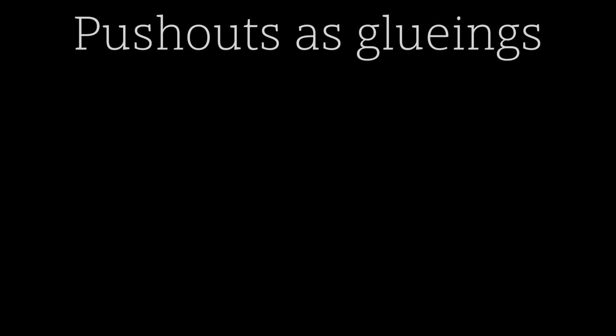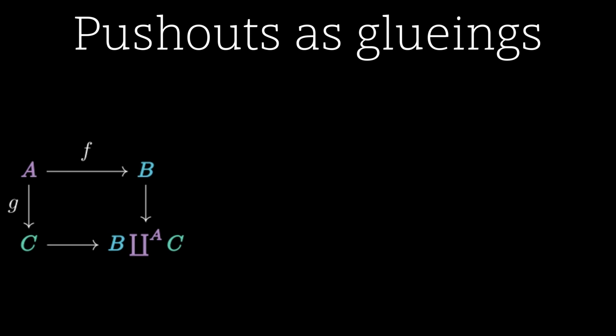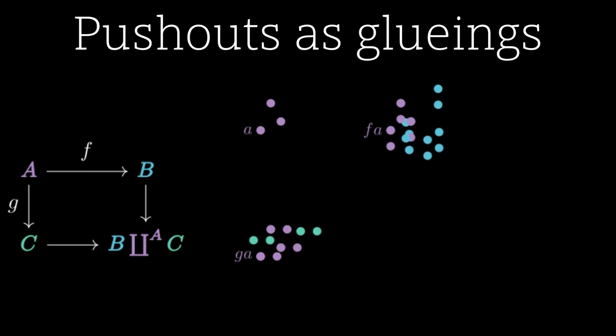The most common way to understand pushouts intuitively is to see them as gluing. To construct a pushout from this diagram, first draw B, A, and C separately, and then identify each point a in A with both F of a and G of a.